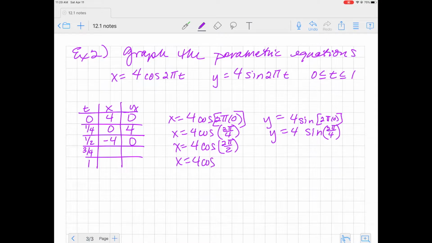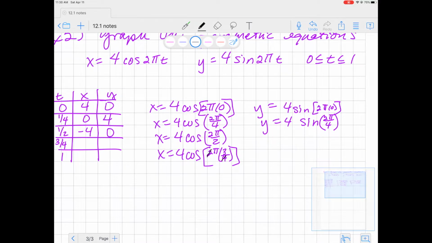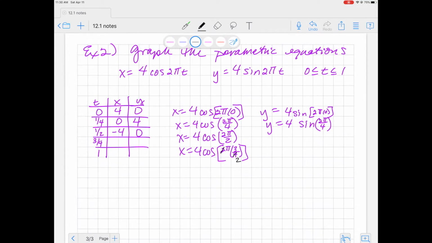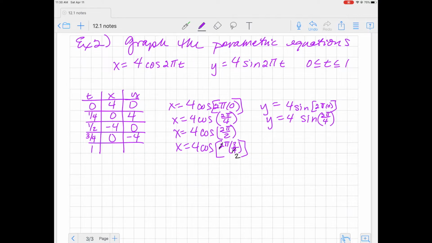X is equal to 4 times the cosine of 2 pi times 3/4. So you can reduce this here and say, 2 goes into 4 2 times. So it's 3 pi over 2, which I'm sure we all guessed, right? So at 3 pi over 2, cosine is 0. Sine is -1, so it gives us that -4. Then back to 1. X is equal to 4 times the cosine of 2 pi, because 2 pi times 1, that's going to give me 4. And then we know the sine of 2 pi is 0. Okay.